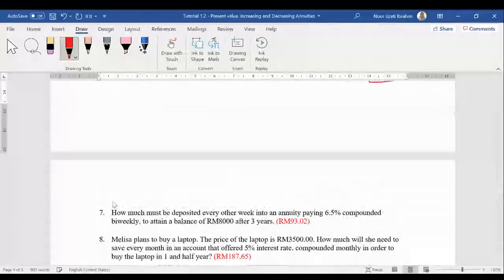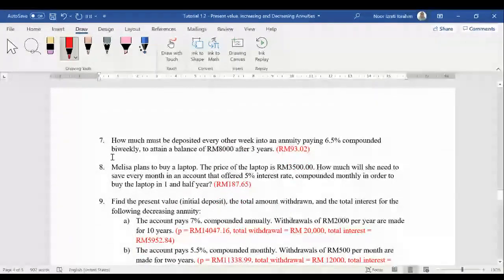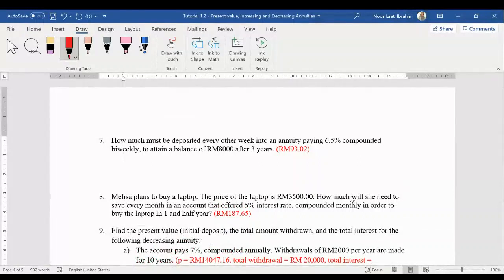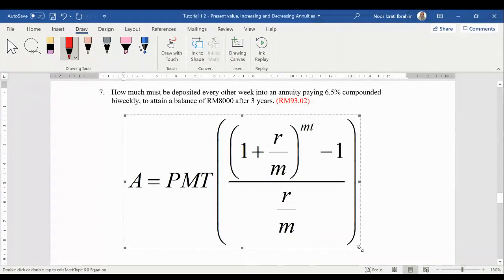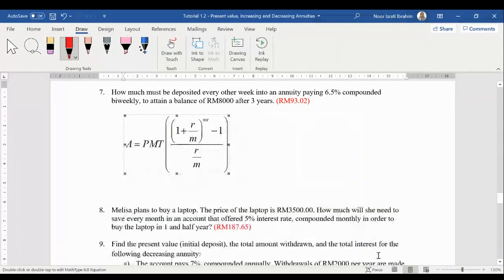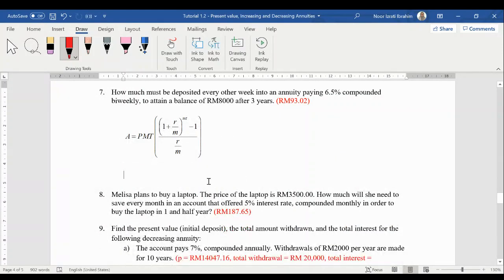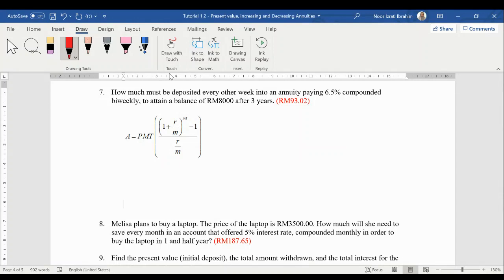Question number 7. How much must be deposited every other week? Every other week means every 2 weeks. This week we deposit, next week we don't deposit, and then another week we deposit. So that's what it means by every other week. To attain the balance of 8,000, not 800, 8,000 after 3 years. We still want to find the PMT, so you have to adjust the formula. PMT equals A divided by the whole bracket.